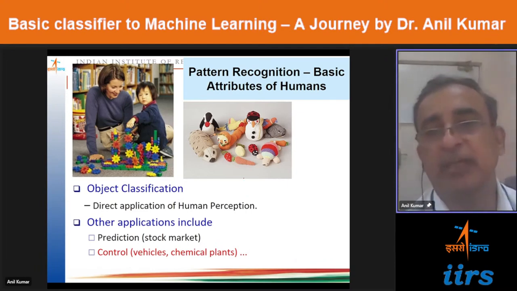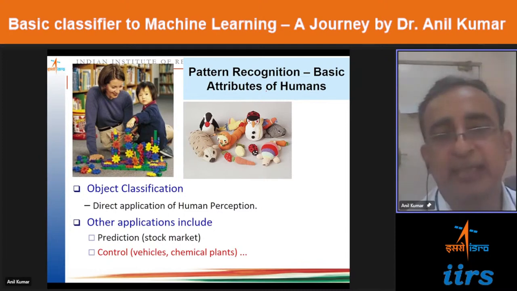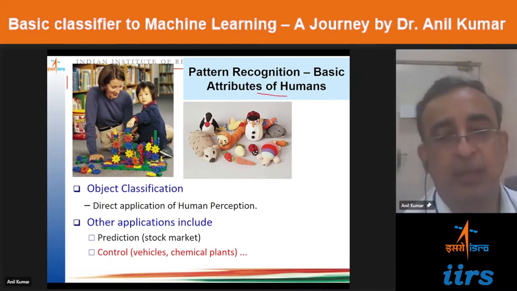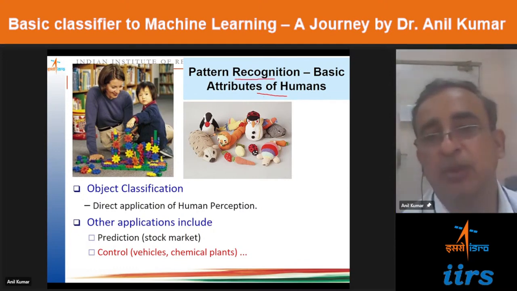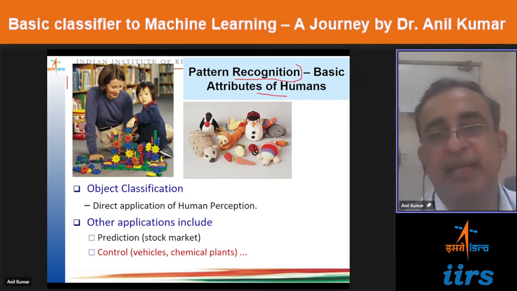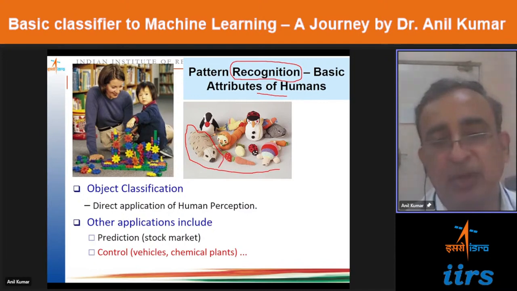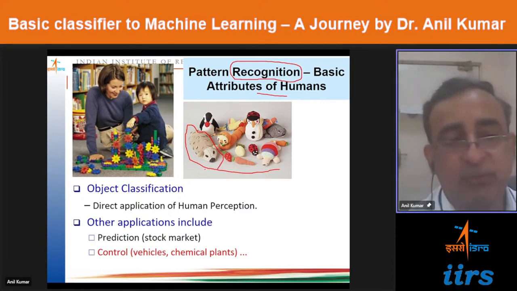Pattern recognition, if you see, basic attributes of humans are to recognize the different objects, right? So that is a first main application, recognition. Human beings basically seeing the patterns on the objects and then they recognize it. So here you can see different objects and they have different patterns, and according to the patterns, human beings recognize the object. Second, if you see for object classification, so direct application of human perception.